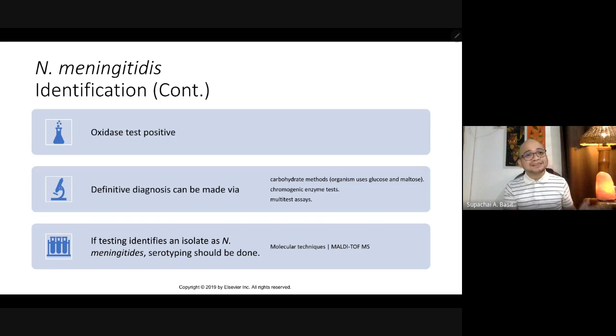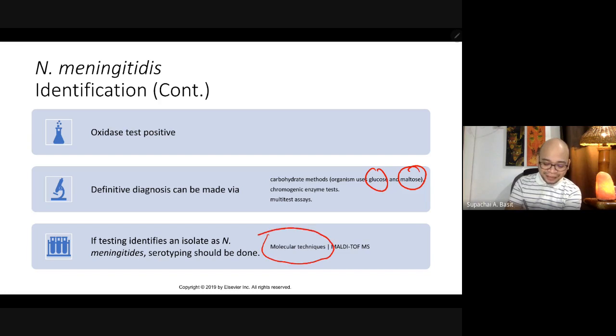Again, for Neisseria meningitidis, we would expect the oxidase test to be positive, and a definitive test can be made via the carbohydrate utilization test. As I explained earlier, Neisseria meningitidis is positive for both glucose and maltose, unlike Neisseria gonorrhoeae, which is only positive for glucose. Chromogenic enzyme test and multi-test assay. If testing identifies the isolate as Neisseria meningitidis, we should do serotyping. And of course, a more expensive technique would be molecular techniques and MALDI-TOF.